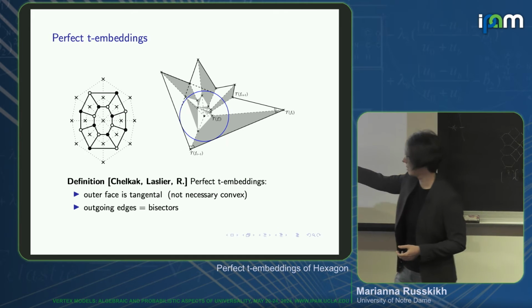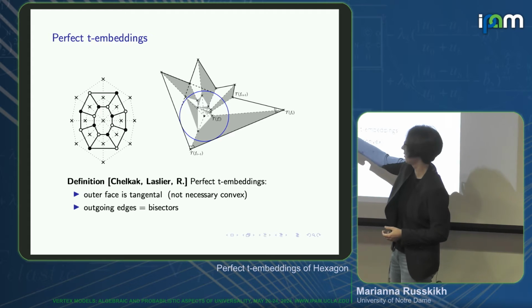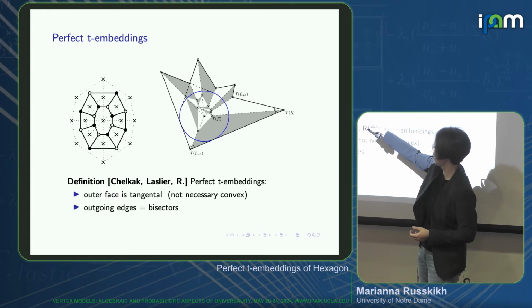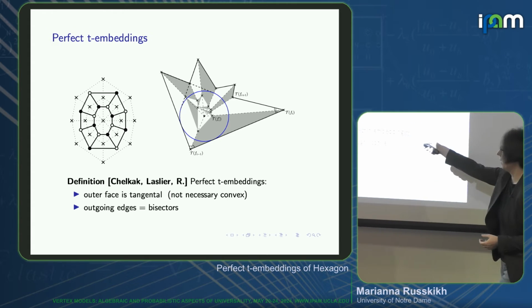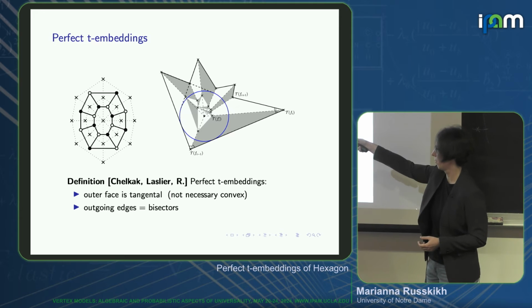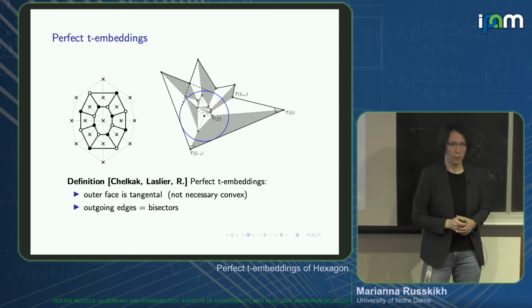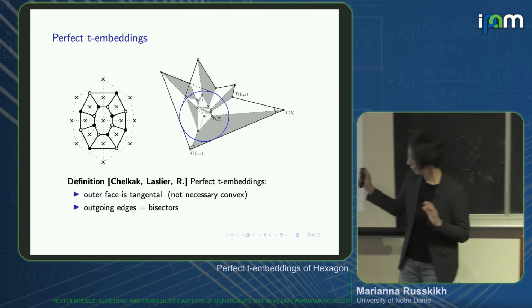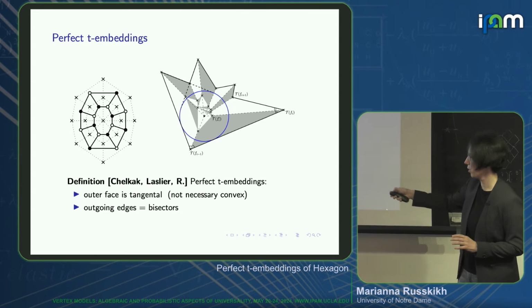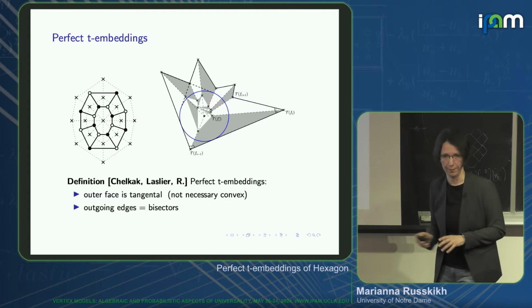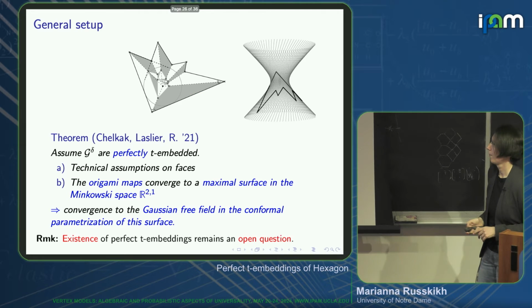And the second condition is that each boundary vertex here has degree 3. So there is exactly one inner edge, and this edge should lie on a bisector of the corresponding angle of the boundary of the t-embedding. As soon as you have these two conditions, we call the t-embedding a perfect t-embedding.